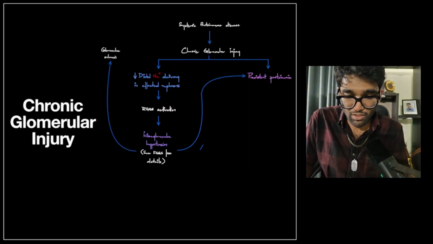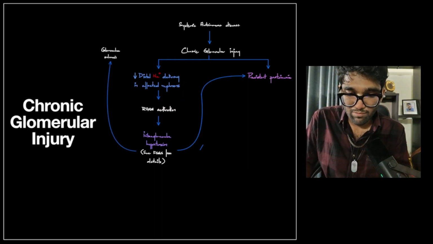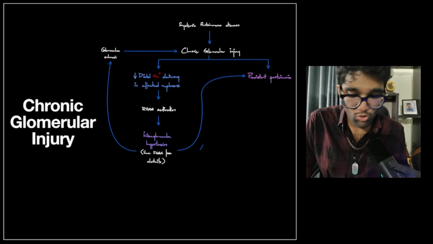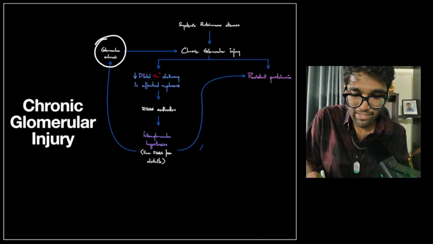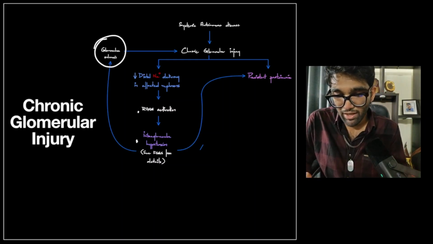Now, this process is what we call glomerular sclerosis, and see that glomerular sclerosis is directly caused by RAS activation and by intraglomerular hypertension.